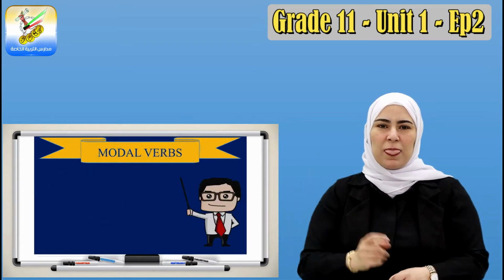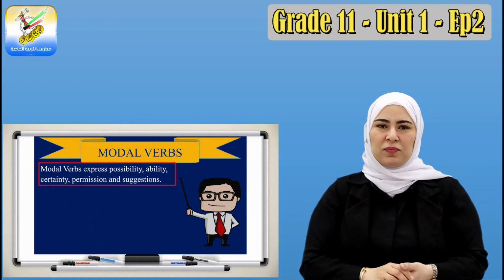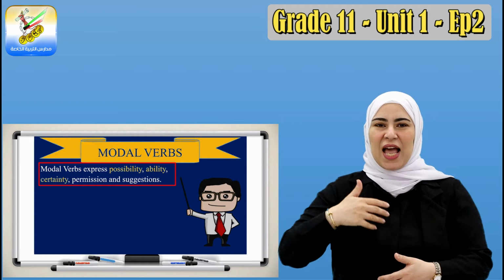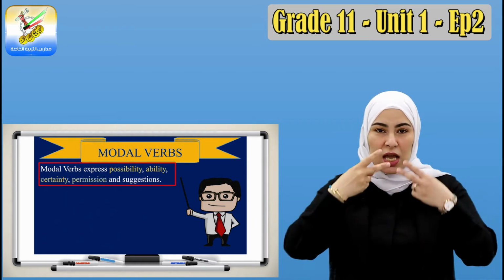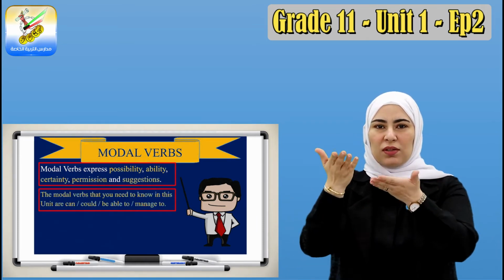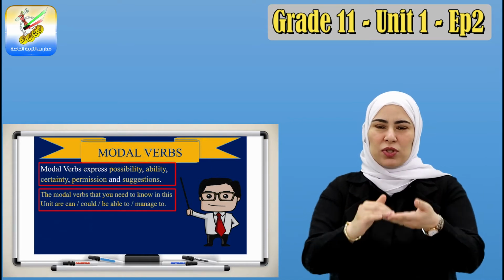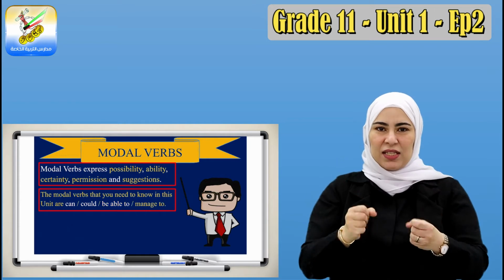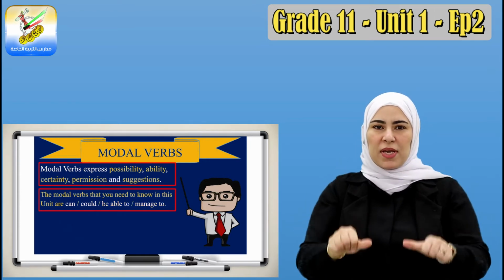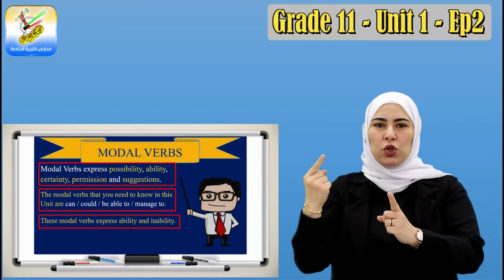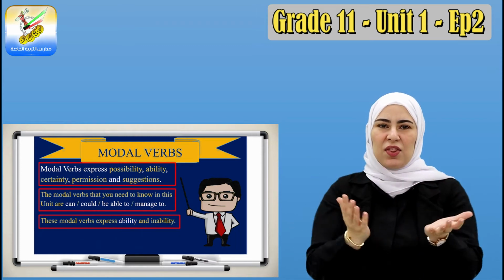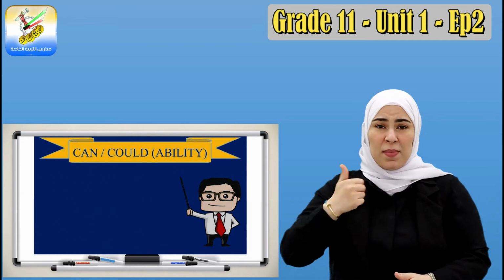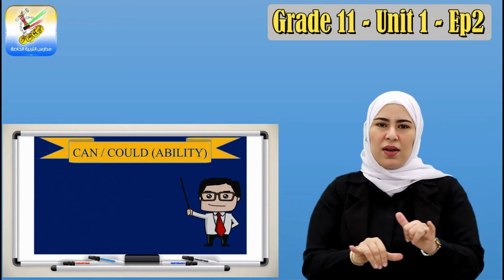Modal verbs. Modal verbs express possibility, ability, certainty, permission, and suggestions. The modal verbs that you need to know in this unit are can, could, be able to, manage to. These modal verbs express ability and inability. First, can and could. Both of them express ability.